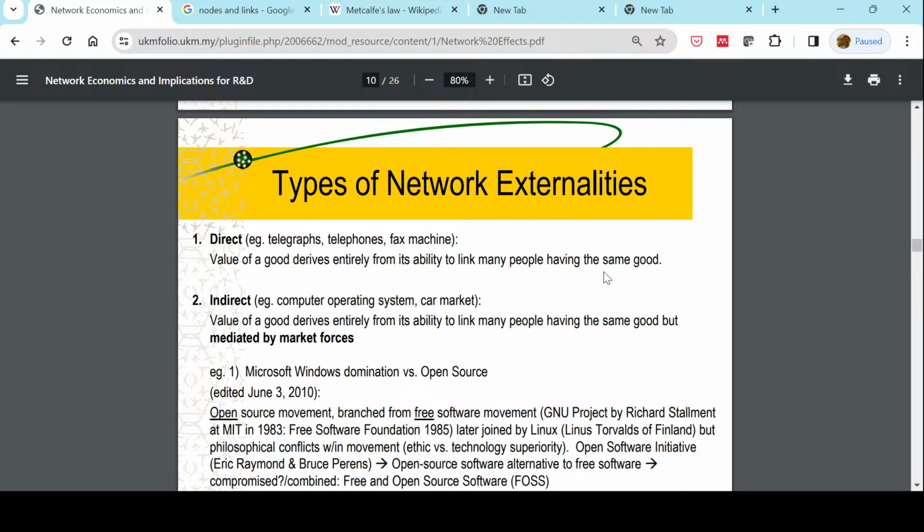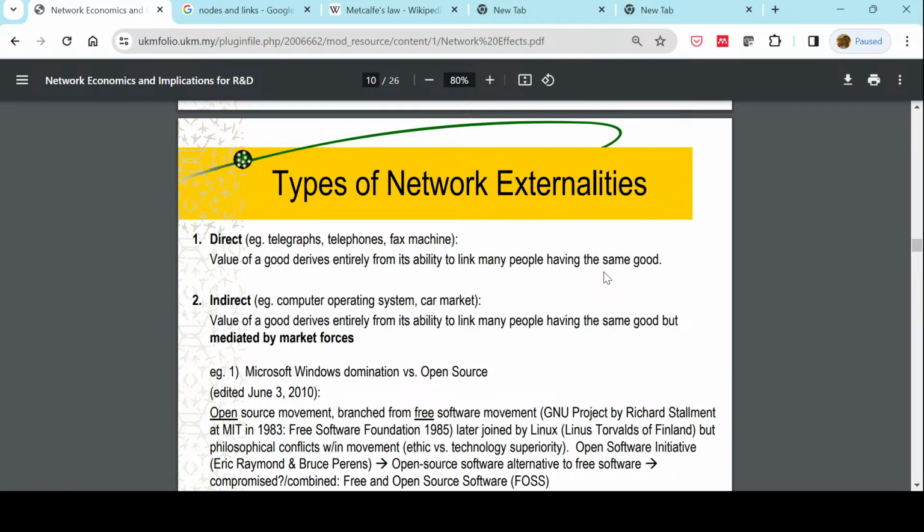Same with telegraph. These are old stories, right? Telegraph, telephones, land telephone. Second type is of externalities, indirect. Example, computer operating system. Long ago, we're talking about IBM DOS, this operating system competing with Apple operating system. Indirect also. Car market also, indirect.